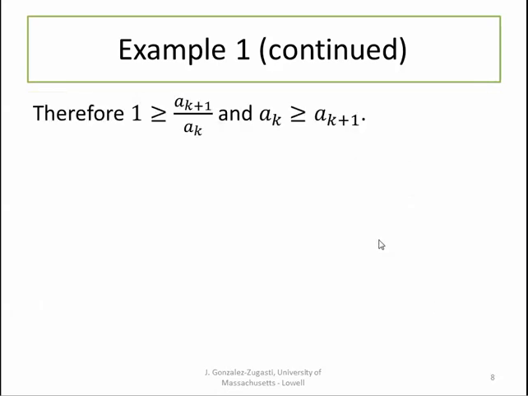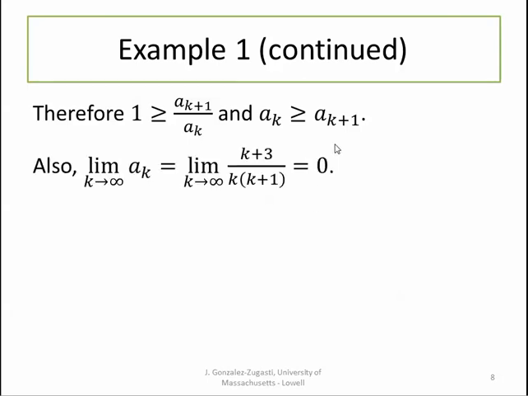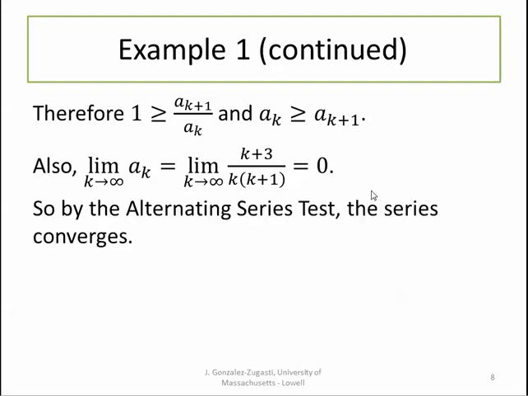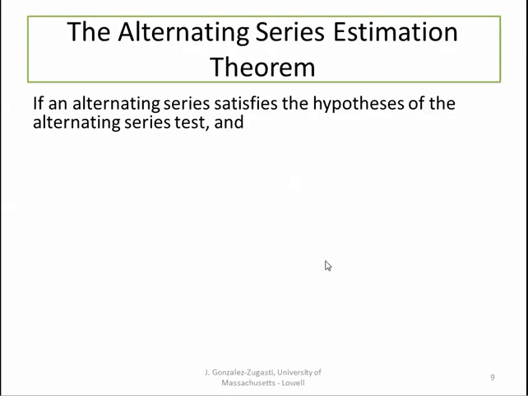Alright. So, since I have that my terms are decreasing, I can also show that the limit of my a sub k's is equal to 0, and that's just because it's a rational function in terms of k, and the degree of the denominator is greater than the degree of the numerator. So by the alternating series test, the series converges.